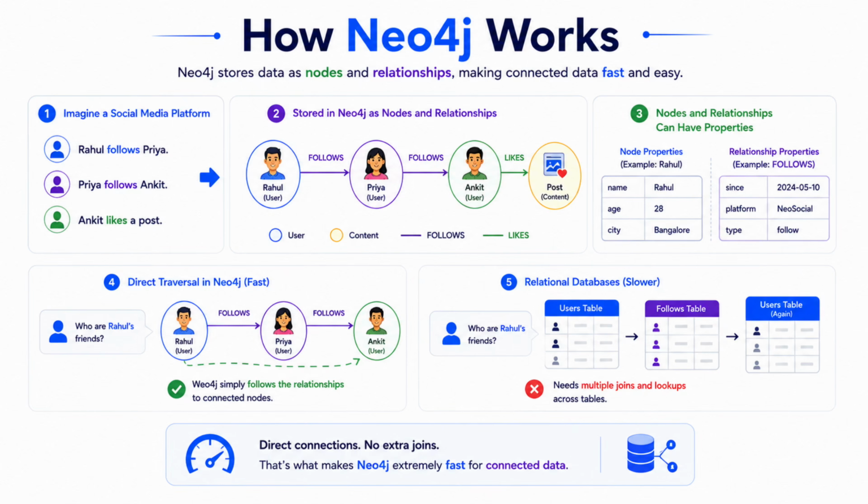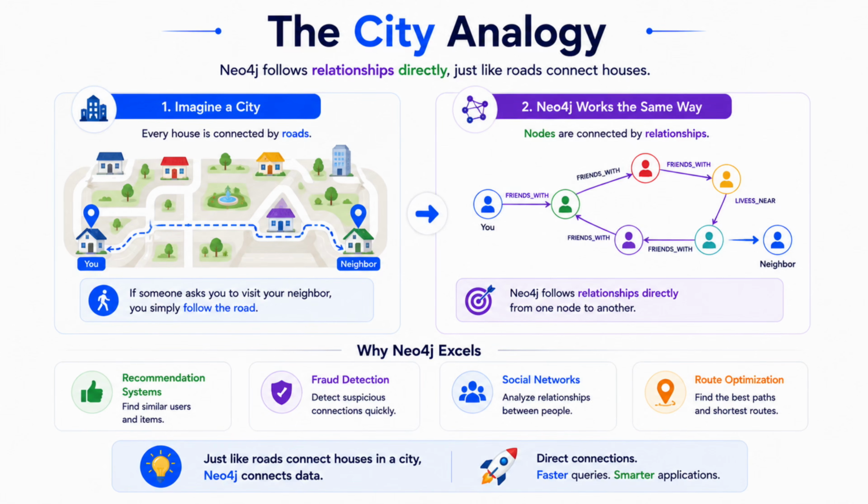Let us understand this with a simple analogy. Imagine you are standing in a city. Every house is connected by roads. If someone asks you to visit your neighbor's house, you simply follow the road. You do not need to search every house in the city. Neo4j works in the same way. It follows relationships directly from one node to another. That is why it performs so well for recommendation systems, fraud detection, social networks, and route optimization.